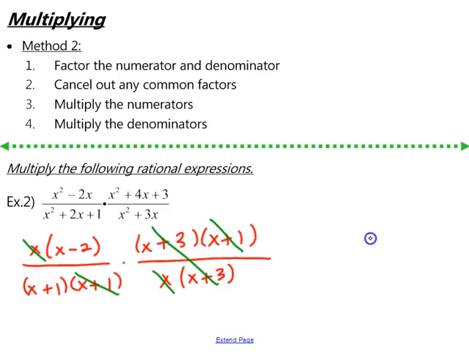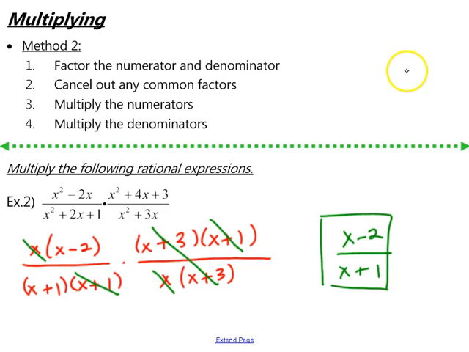Then, when you multiply the numerators and denominators, or whatever's left, along the top we have x minus 2, and then on the bottom we have x plus 1. And this is going to be our simplified answer. Now it doesn't matter whether you use method 1 or method 2 when you're multiplying rational expressions. However, depending on the problem, it is going to be easier to use method 2 sometimes over method 1.